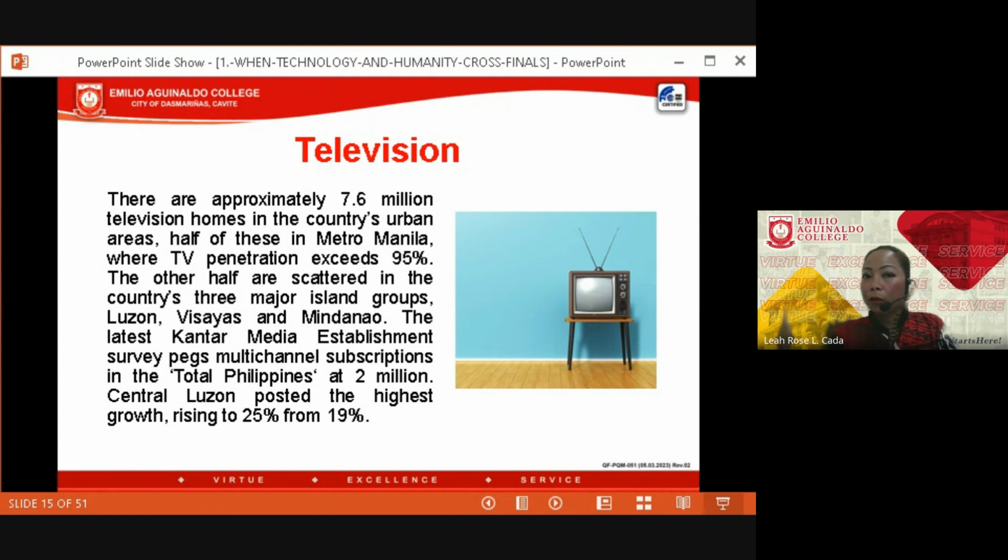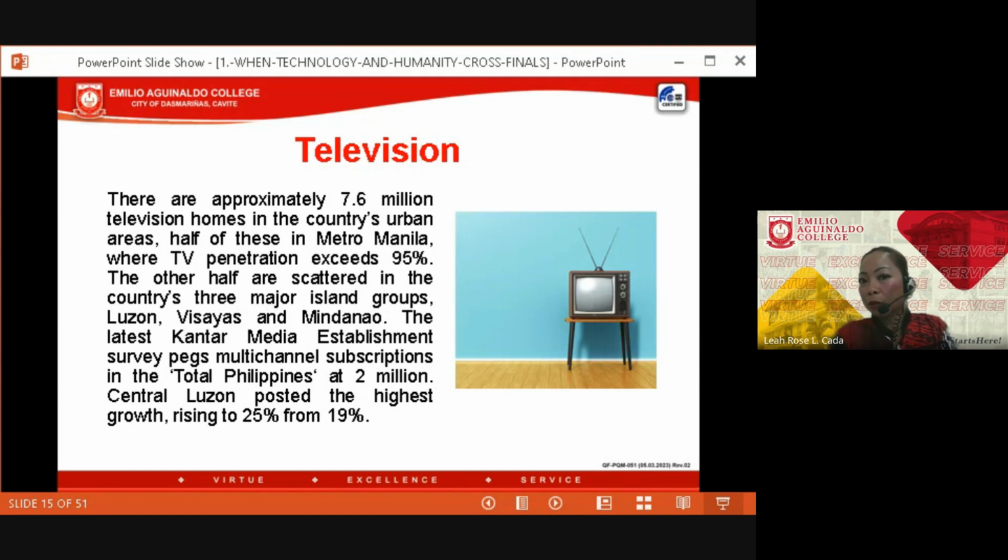Okay, so all in all, there were approximately 7.6 million television homes in the country's urban areas. Okay, half of this is in Metro Manila, and sometimes umaabot pa siya ng 95%. Okay, so from Luzon, Visayas, and Mindanao, yung according to subscriptions naman, multi-channel subscriptions ng Kantar Media, the Philippines is a total of 2 million subscriptions. And it has risen from 19% to 25%, nag-i-increase siya. But this was an old data.